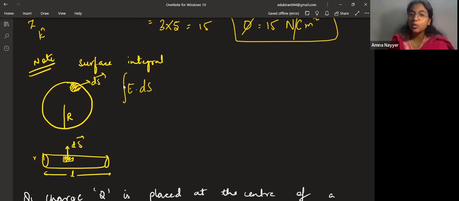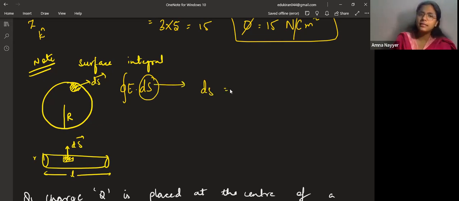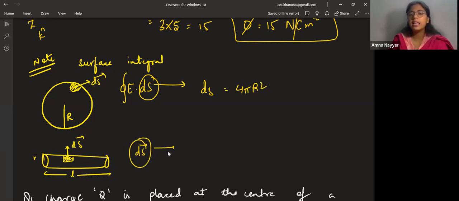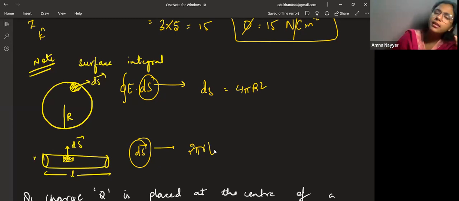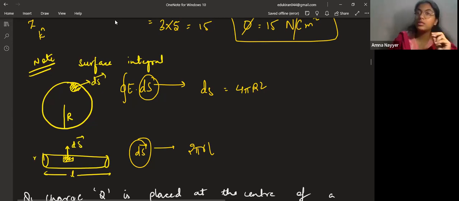If we solve ds over a closed loop, remember, whatever is the surface area, write it as it is. For a sphere, what would you write as the surface area? It would be 4 pi r squared. If it's a cylinder, what will be the ds surface area that you will write? It will be 2 pi rl. Whatever surface area you have been studying in mathematics, exactly that applies over here. This is the surface integral.